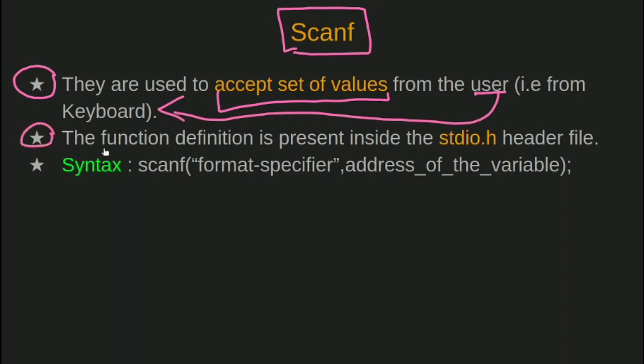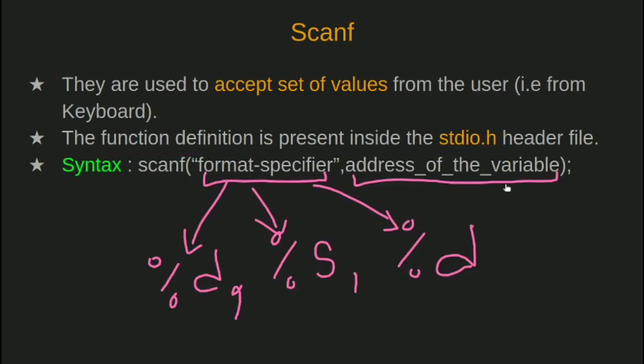The second point says that the function definition of scanf is present inside the header file stdio.h, just like our printf function. If you analyze the syntax of the scanf function, you'll see that this scanf function accepts two parameters, separated by a comma. Now the first parameter is something known as a format specifier, which tells the compiler what kind of values it can expect from the user depending on the data type of the variable.